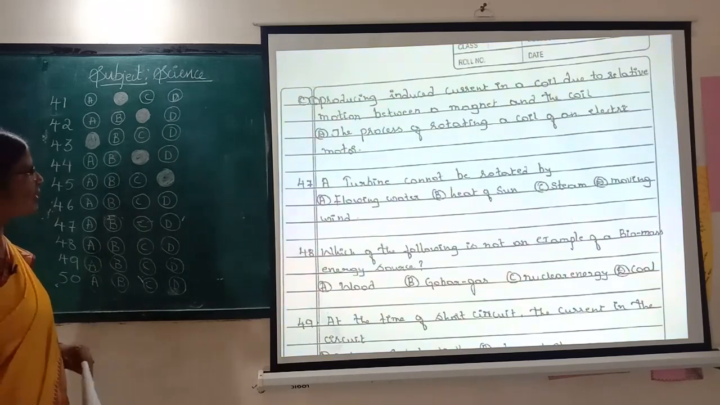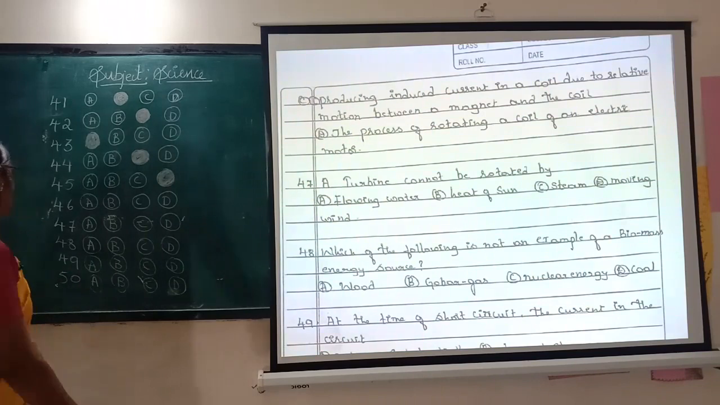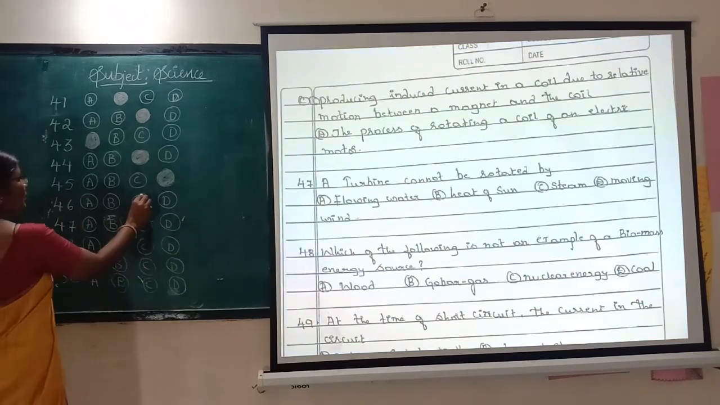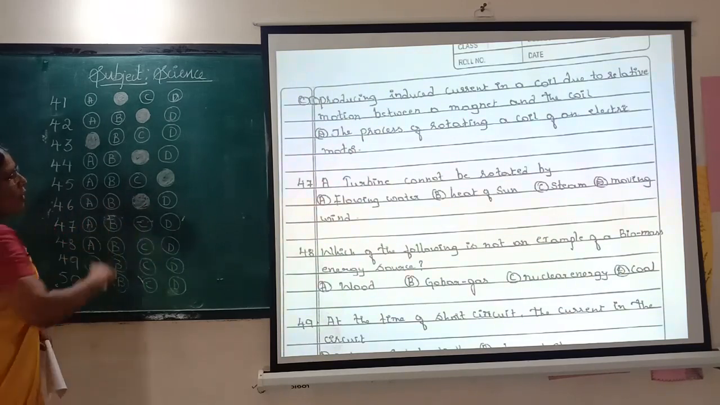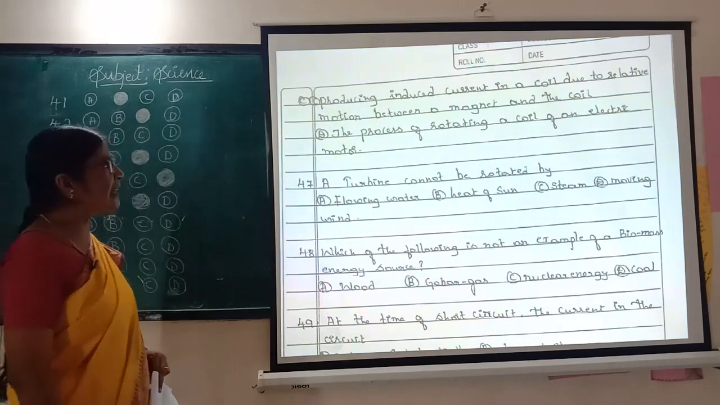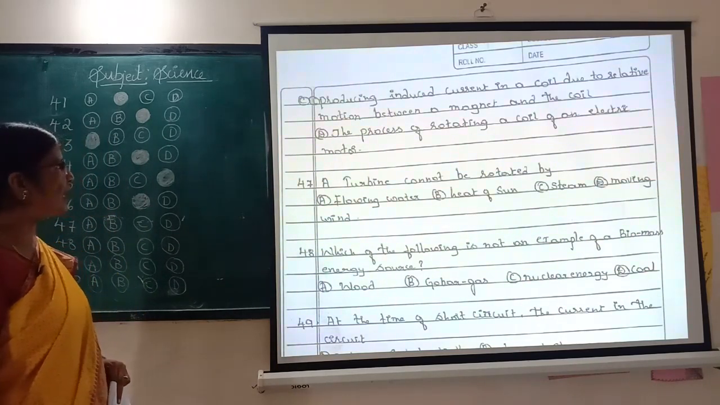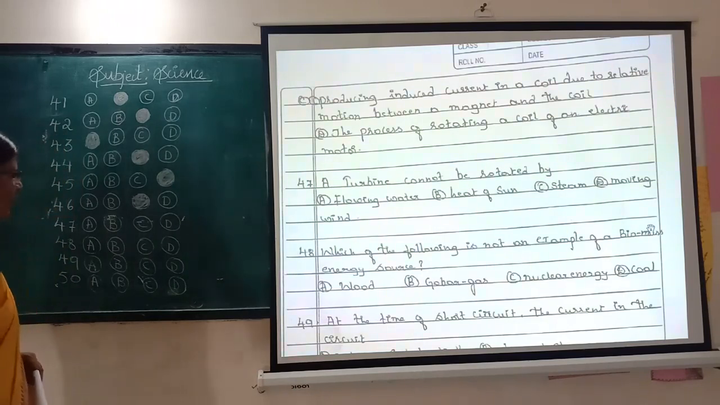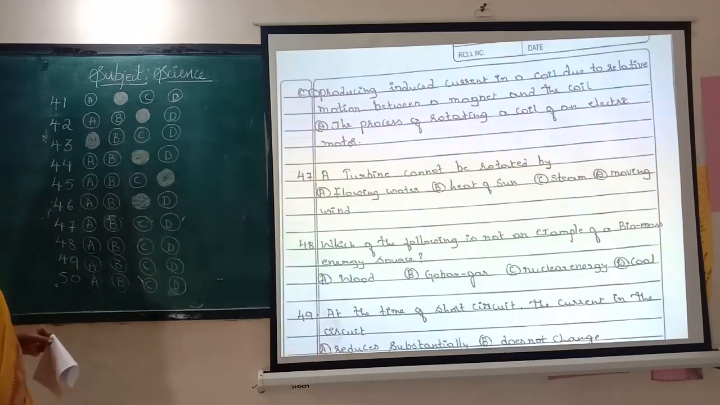For this 46th question, C is the right answer, children. So you should shade C in the OMR sheet. What is that right answer, children? Producing induced current in a coil due to relative motion between a magnet and the coil. Next we will go for the 47th question, children.